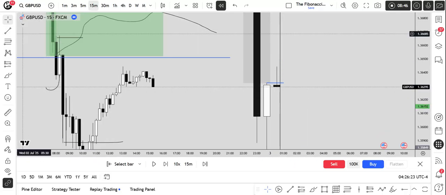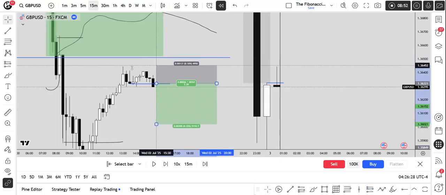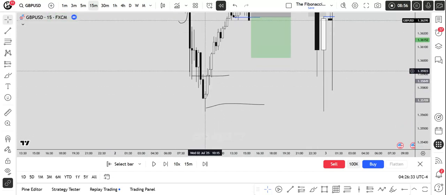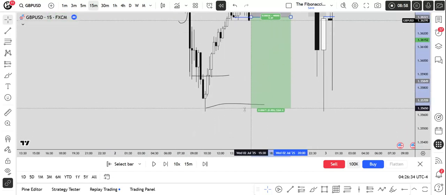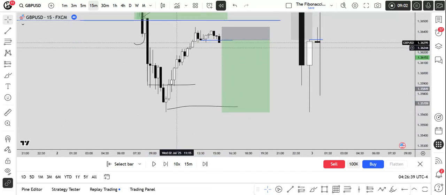So I can just mark out the CISD right over here. My entry would be here. My stop would be at this high, and I can target these liquidities. This is a very low probability trade because we are off the session.